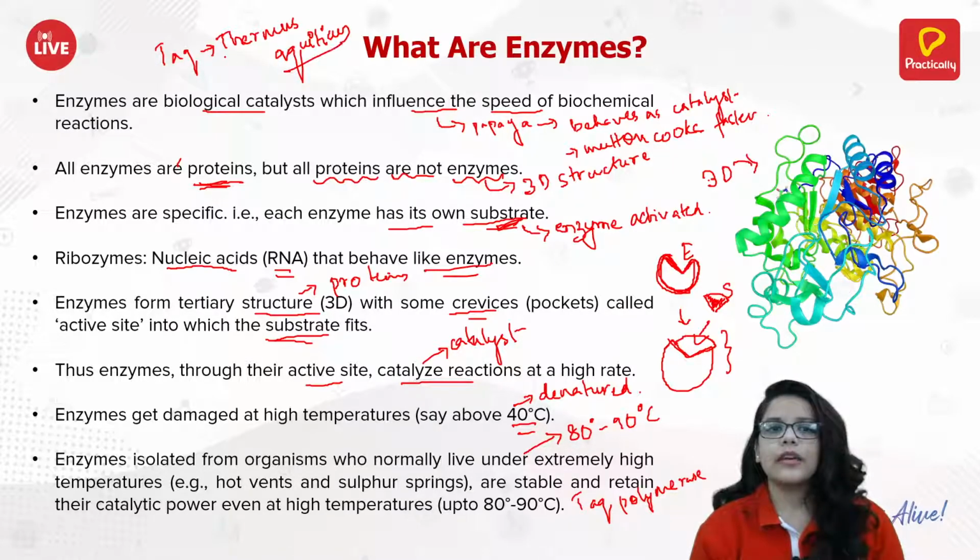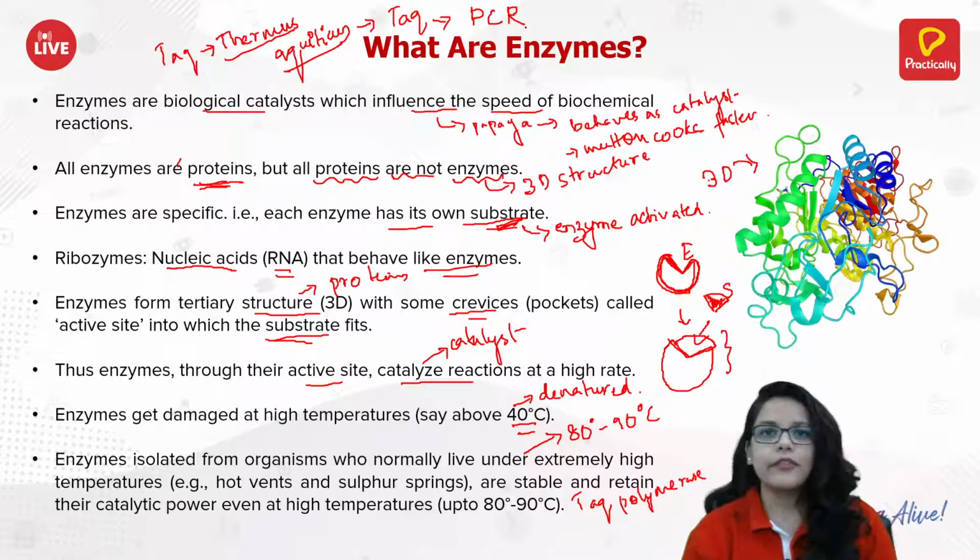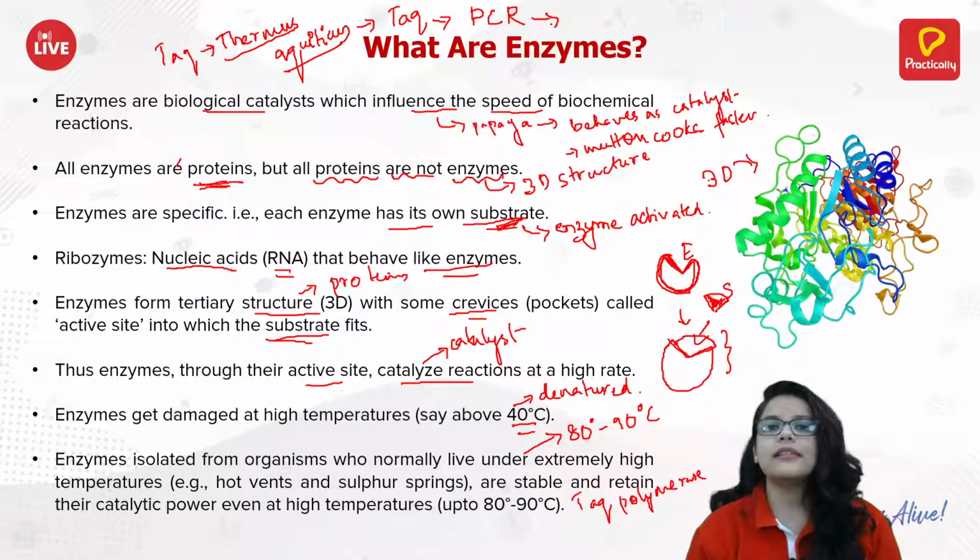So this Thermus aquaticus produces an enzyme called Taq. You know where this Taq is used? Taq polymerase is used in PCR reactions. What is PCR? PCR is polymerase chain reaction. We know about PCR. Why do we know about PCR? Because PCR tests are the ones which help us diagnose COVID-19.